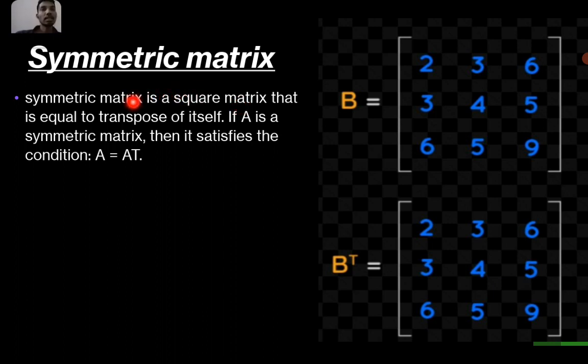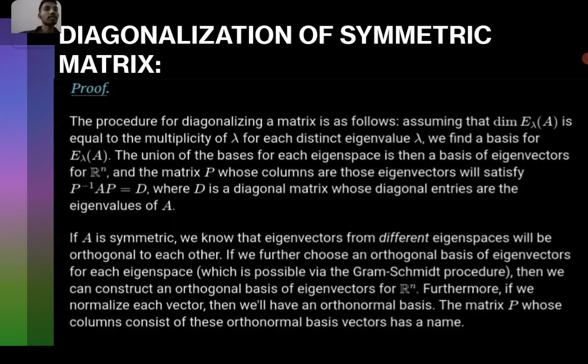Symmetric matrix. A symmetric matrix is a square matrix that is equal to the transpose of itself. If A is a symmetric matrix, then it satisfies the condition A equals A transpose. For example, B equals [2, 3, 6; 3, 4, 5; 6, 5, 9]. By changing the rows and columns, we get B transpose, which equals [2, 3, 6; 3, 4, 5; 6, 5, 9]. We can see that B equals B transpose, so this matrix is called a symmetric matrix.